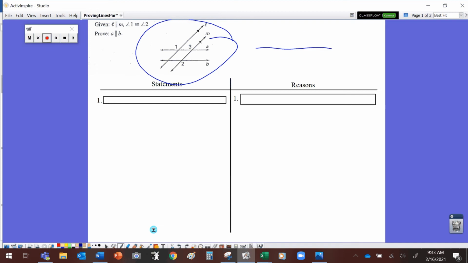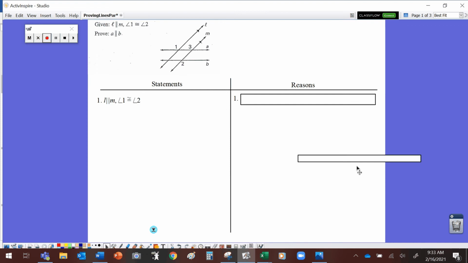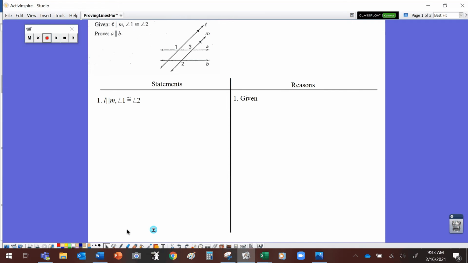Now, good news for us is that no matter what the proof is, we always get kind of a free answer. We always list the given information first. So we're going to start out by saying that line L is parallel to line M, and angle 1 is congruent to angle 2. And I'll tell you what else I'm going to do. I'm going to put that on the diagram and make it crystal clear for us.